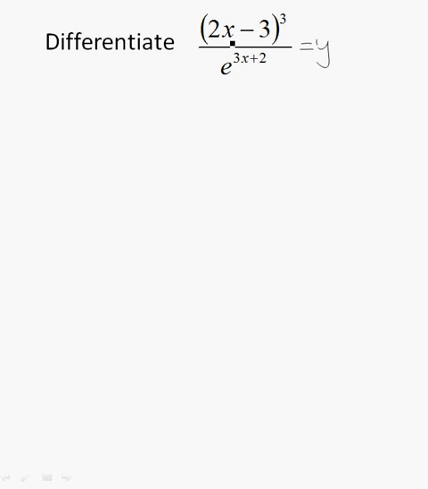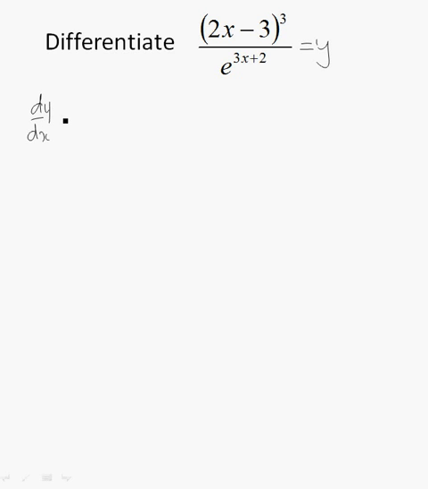So in the top line, it's the cube of 2x minus 3, and on the bottom line, it's the exponential of 3x plus 2. So we're going to have to use the composite rule there. But I'll do a few shortcuts that make the solution a little bit shorter. First of all, the quotient rule.